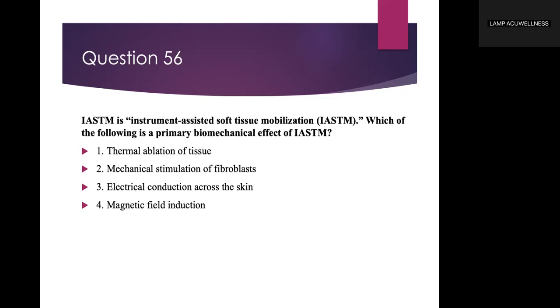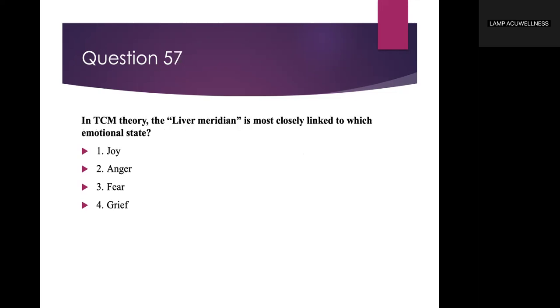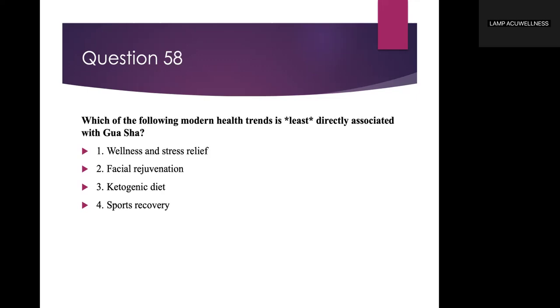IASTM is instrument-assisted soft tissue mobilization. Which of the following is a primary biochemical effect of IASTM? Mechanical stimulation of fibroblasts. In TCM theory, the liver meridian is most closely linked to which emotional state? Anger.